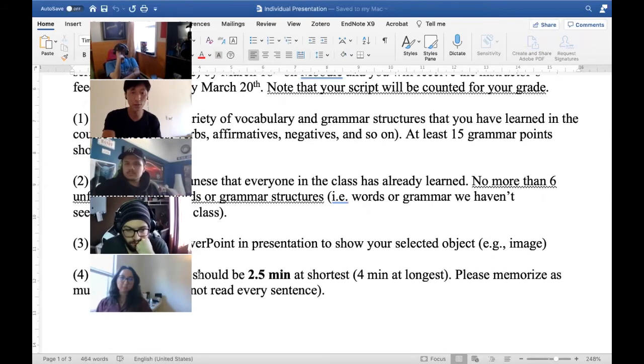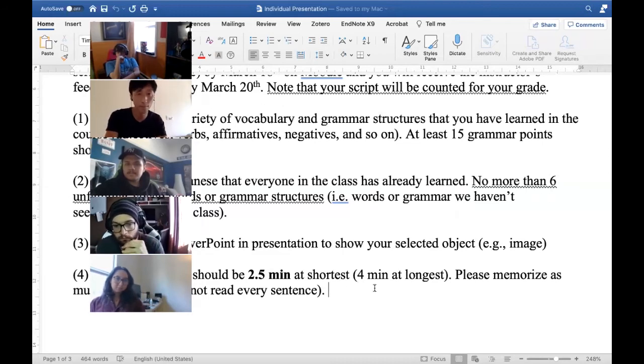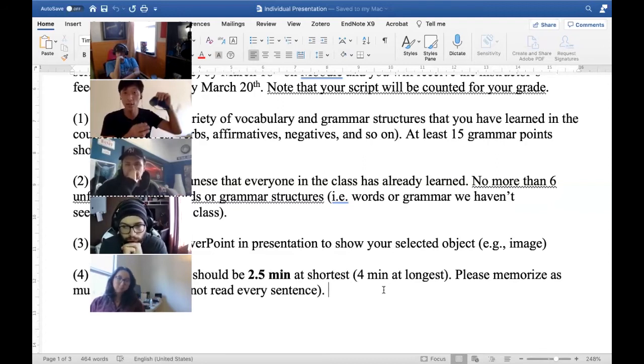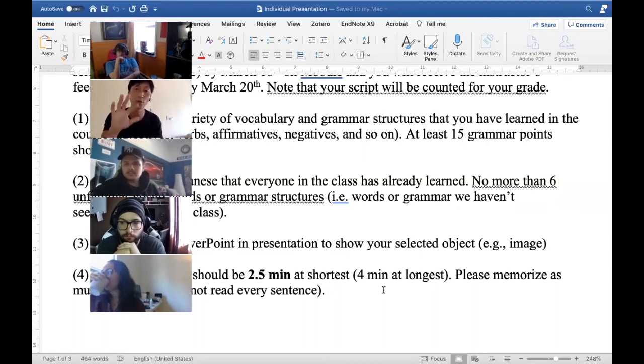Okay, number 4. Your presentation should be 2.5 minutes at shortest, and 4 minutes at longest. So for 2.5 minutes, if I talk like this, これは東京で買いました。とても安かったです。At this speed, maybe you should say about 30 sentences. It depends on the length of sentences, of course, but 30 sentences, I guess. So maybe you can write first, and then practice, and then time it. So 2.5 minutes.